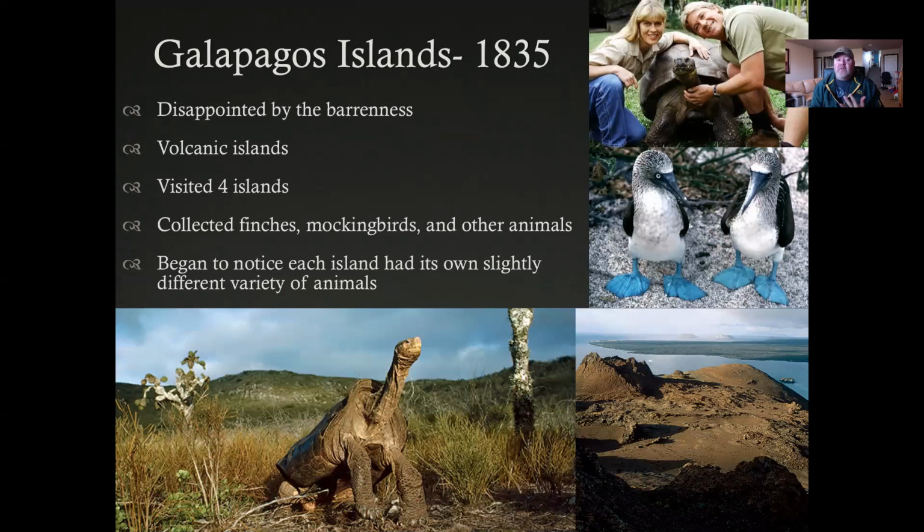He visited all 4 of the islands, and what he noticed was that the animals on the different islands were different. Okay, so there were tortoises on all of the islands, but the tortoises were a little bit different. There were differences in the ring structure on their shells, their size, their body shape. All of those things were slightly different, or they had what we call variations.